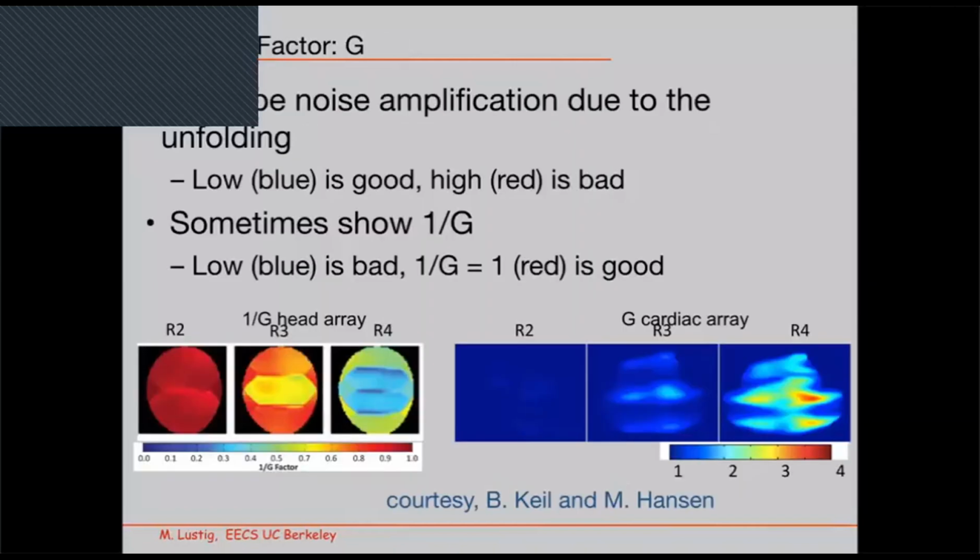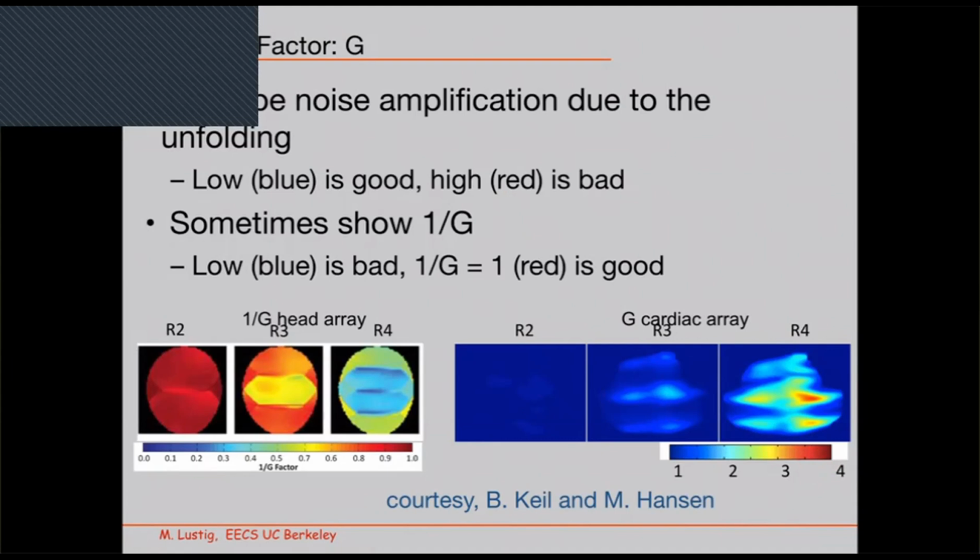Okay. So the G factor describes the noise amplification due to the unfolding. Low is usually good, and high is usually red and is usually bad. This is an example of what you see in papers: we made this array, this is 2-fold acceleration, really good G factor, no problem. When you accelerate by a factor of 3, you can get up to about 1.9 at a peak G factor, because some other places are not as bad. And accelerating by 4 in 1 dimension will give you really bad G factor.